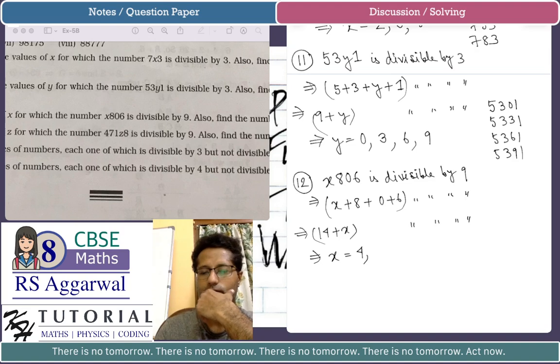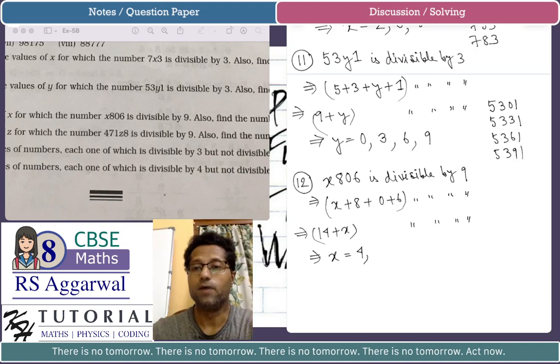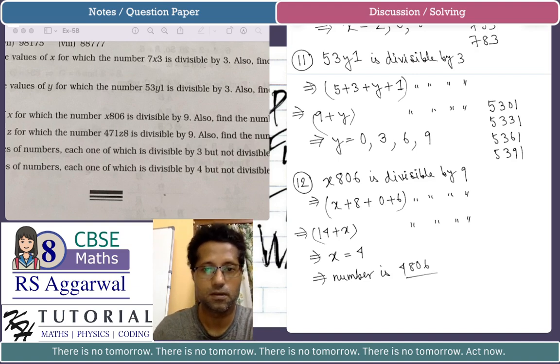The next value of x will be obviously 4 plus 9, but x is a digit. It has values from 0 to 9. So we have only one value of x, that is 4. So this implies the number is 4806. This is the number.